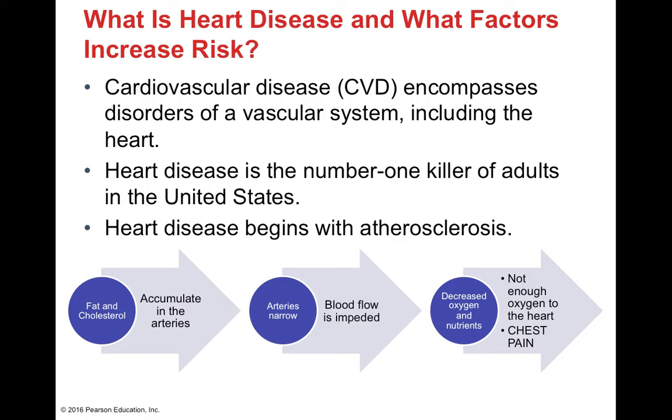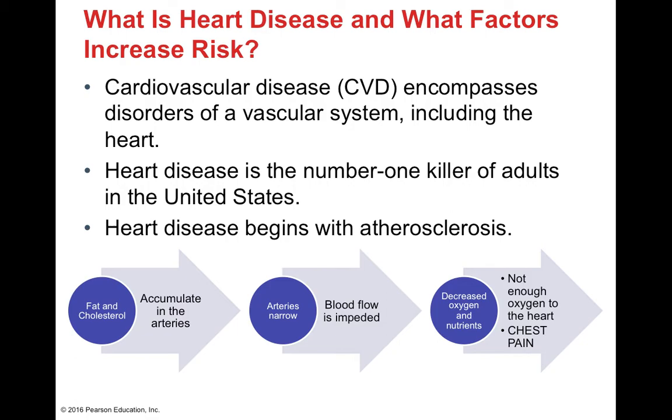Now, fats have been linked to cardiovascular disease. So what is cardiovascular disease? Cardiovascular disease is an entire range of disorders of the vascular system, including disorders of the heart. And heart disease specifically is the number one killer of adults here in the United States, and typically it begins with atherosclerosis. So what is atherosclerosis?